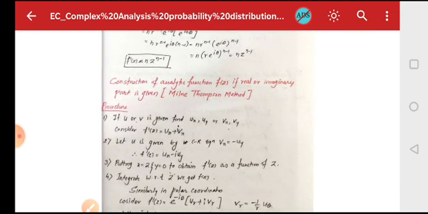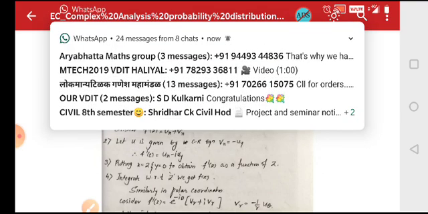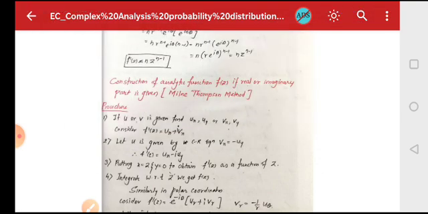Now, there is one method which we call the Milne-Thomson method. Milne-Thomson is the name of the mathematician who discovered how to construct an analytic function if the real or imaginary part is given. Means, as you know, when u or v is given, how to find the remaining part, that is, if the real part is given, how to find the imaginary part, or vice versa.